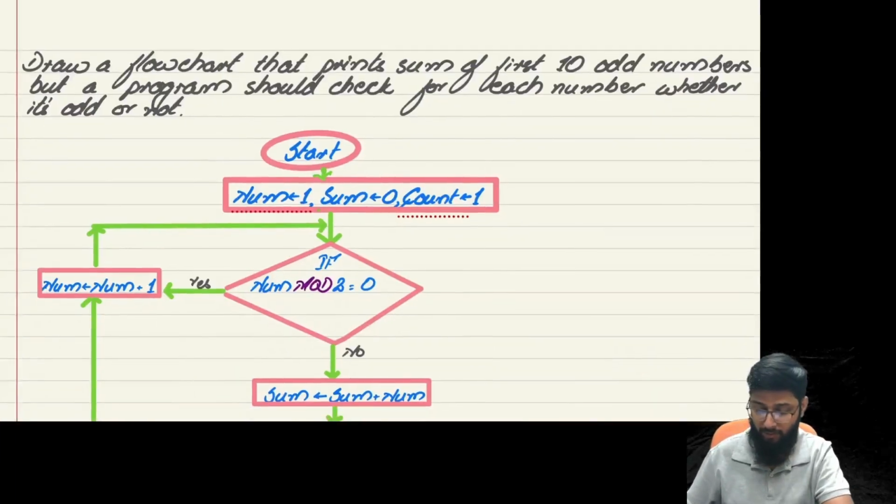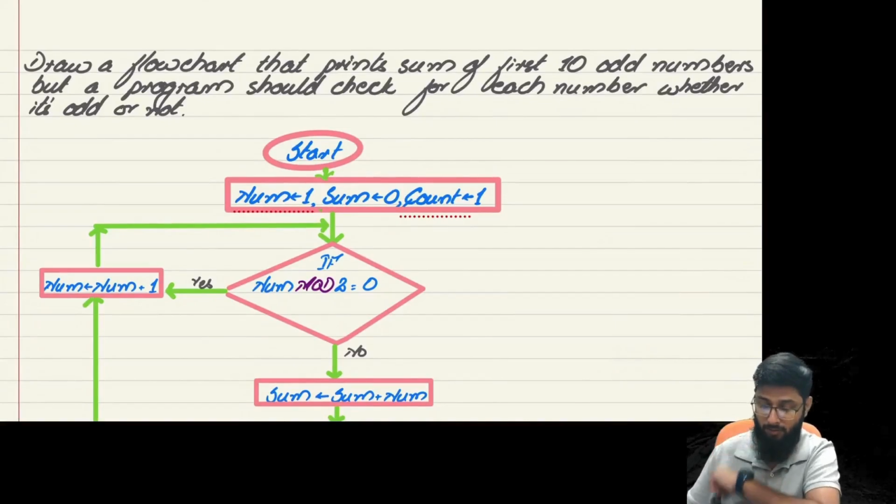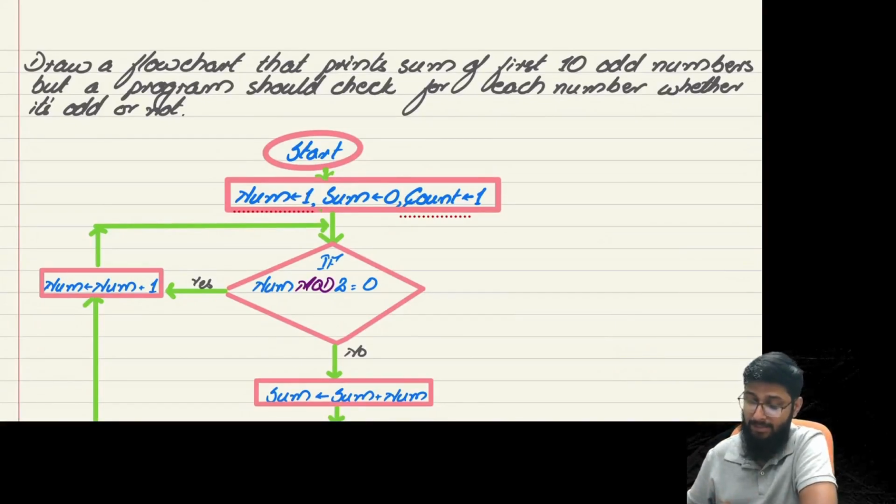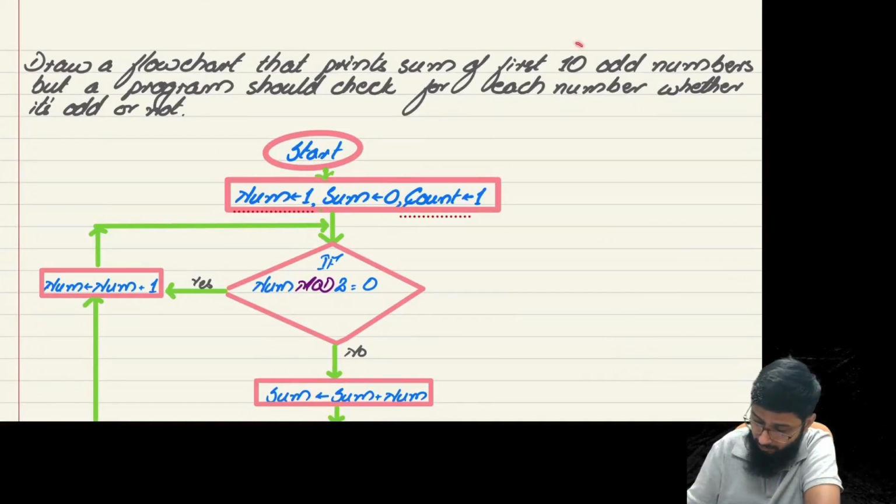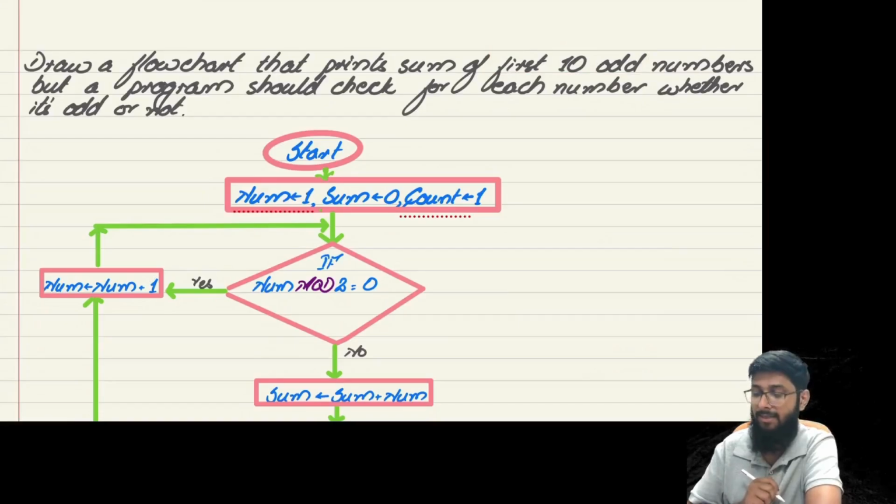Now today we do have a question. It says draw a flow chart that prints the sum of the first 10 odd numbers. Once more we have a similar program that says first 10 odd numbers, but now the condition has been changed. It says the program should check for each number whether it's odd or even.